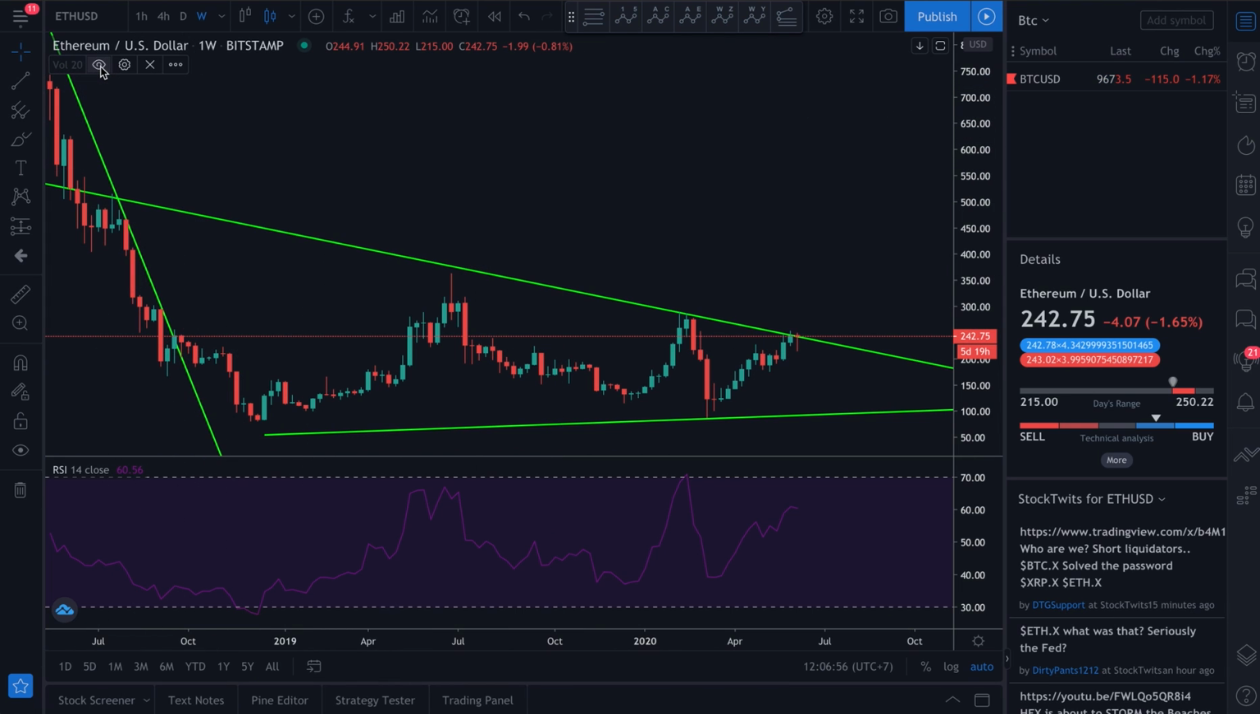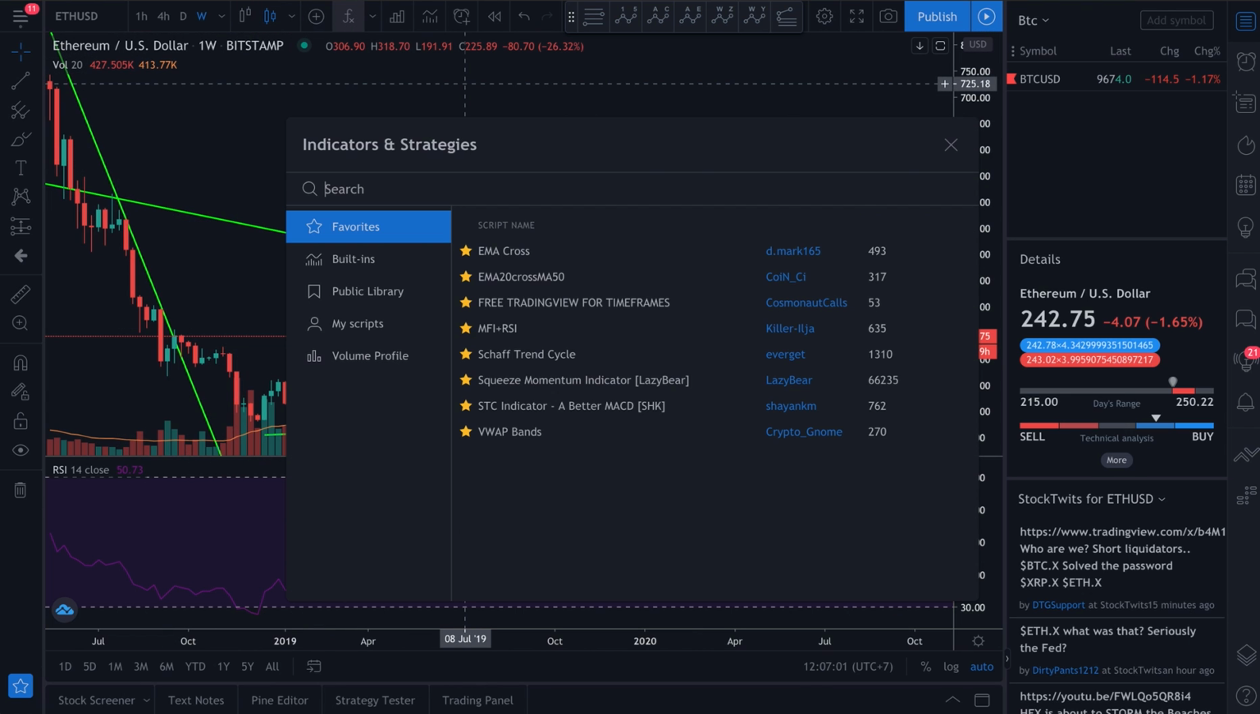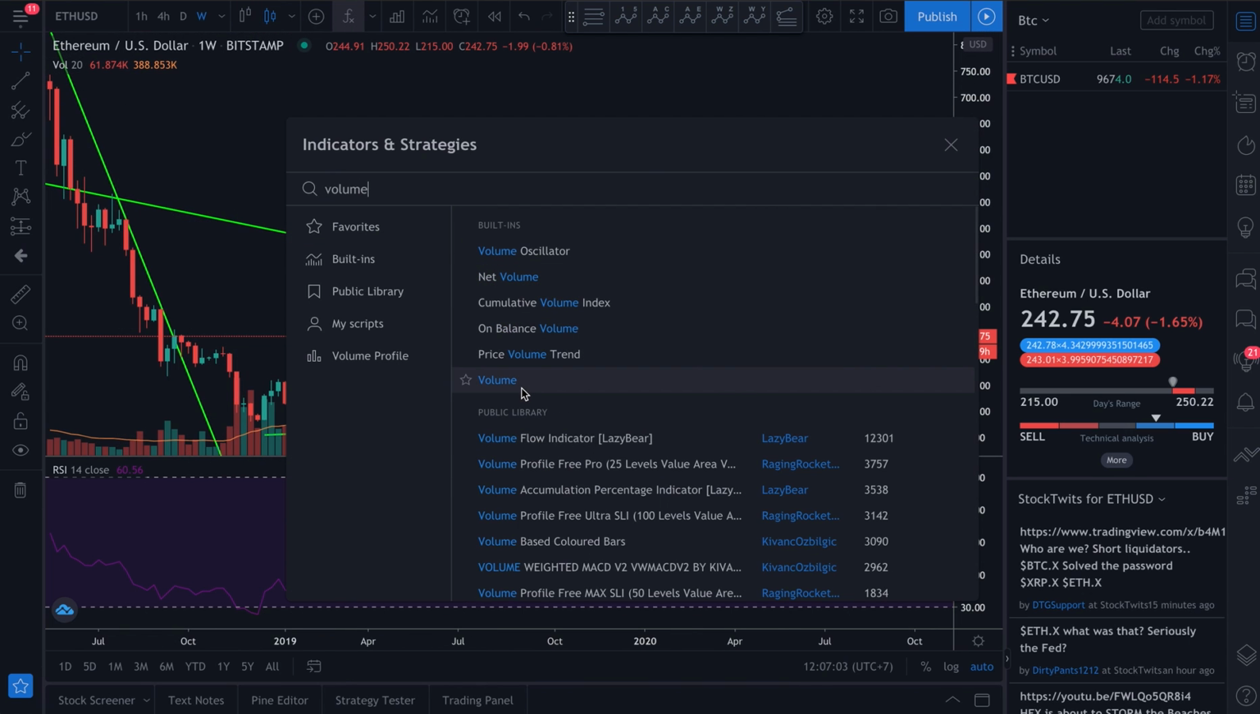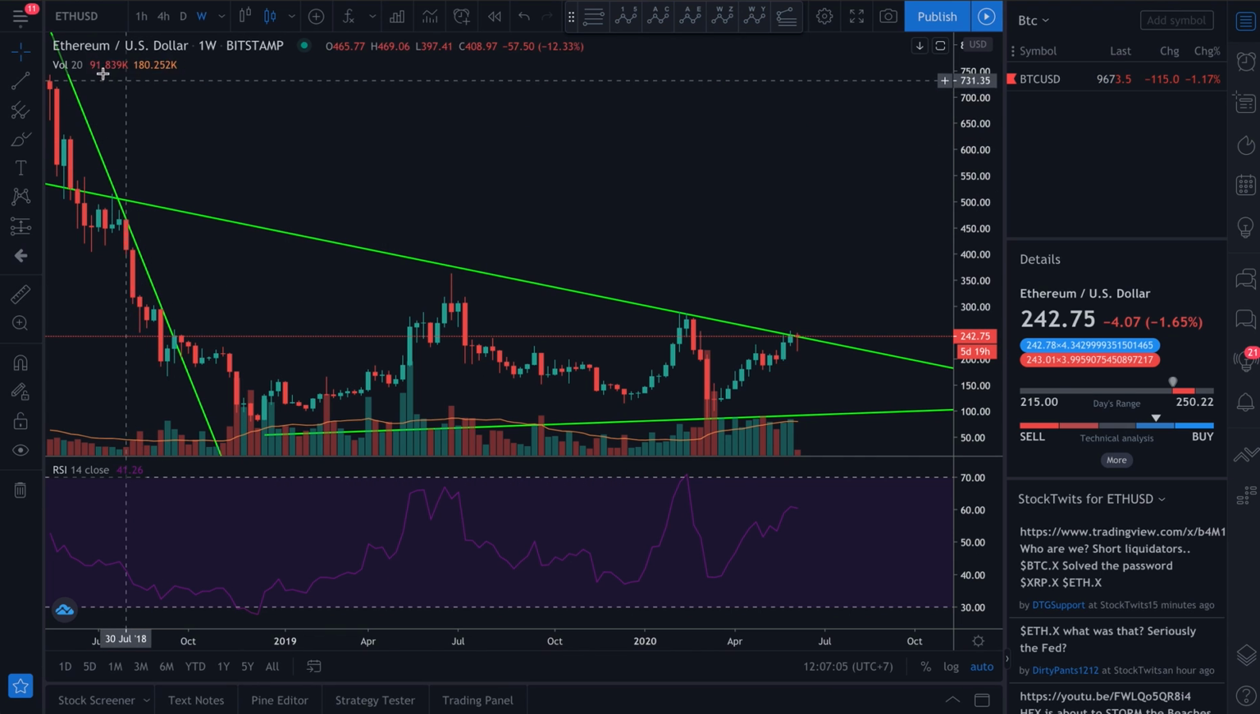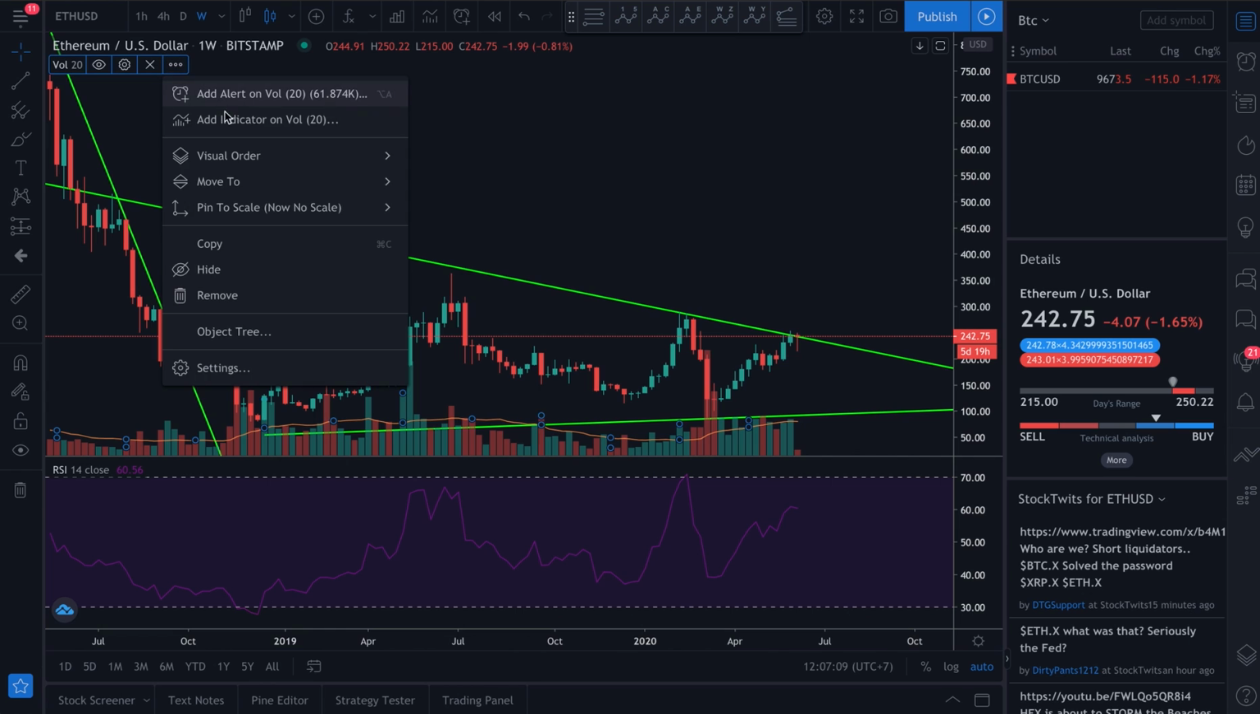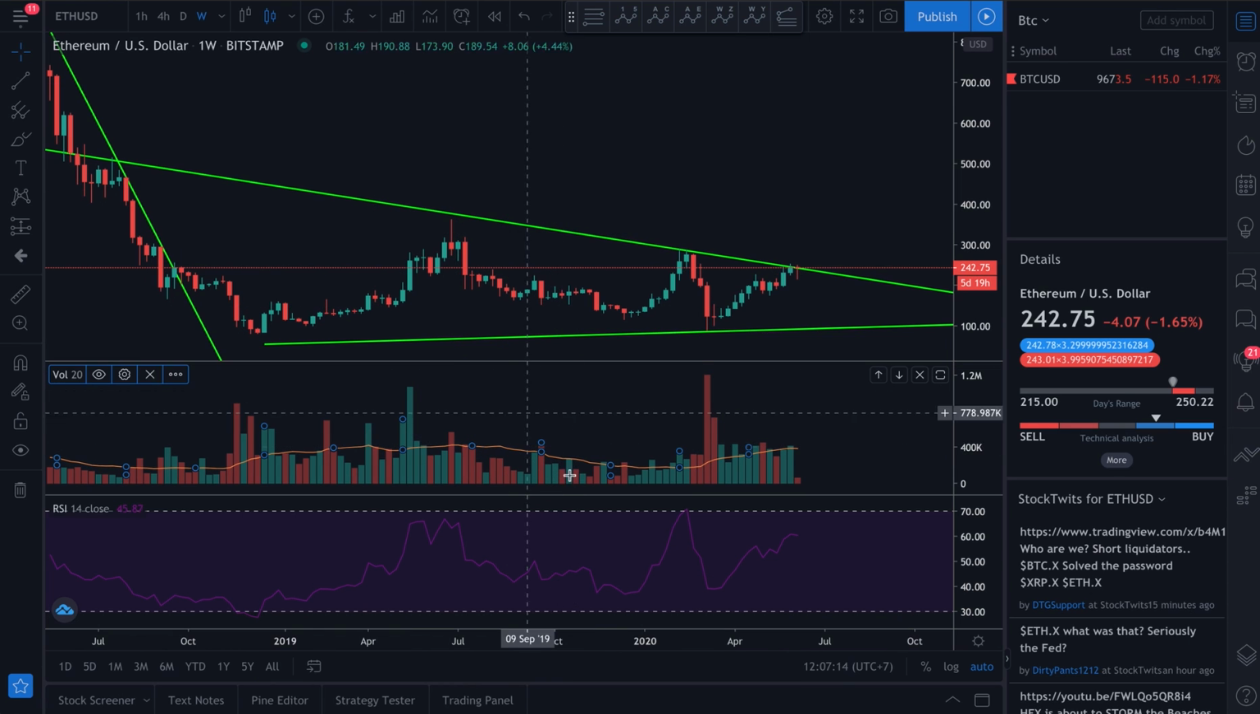But here's another kicker. You can add volume to the chart as well. So you can add the volume here again on the FX, just type in volume, and it's this one. And actually it's now included in this chart. So let's just click here, move to new pane below, because it's a little bit clearer.